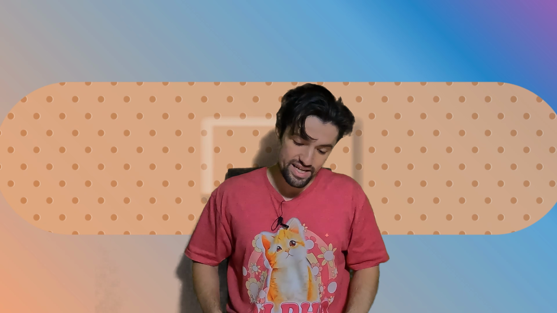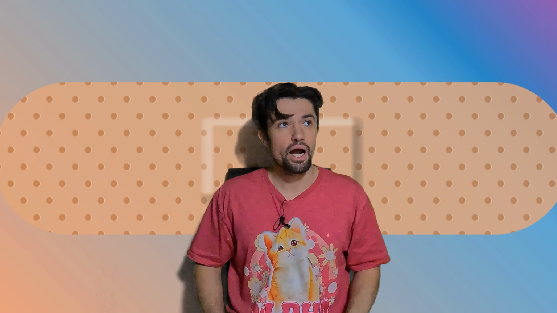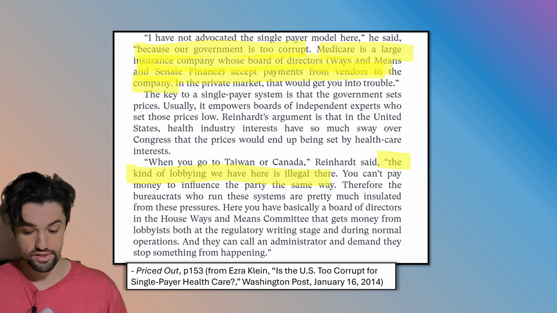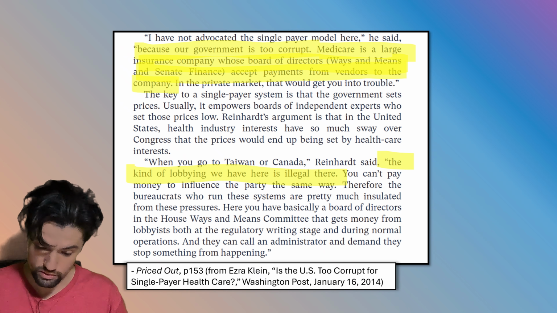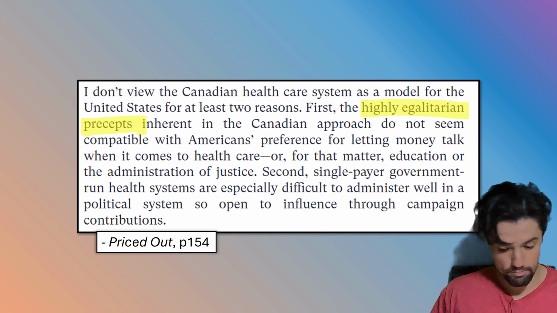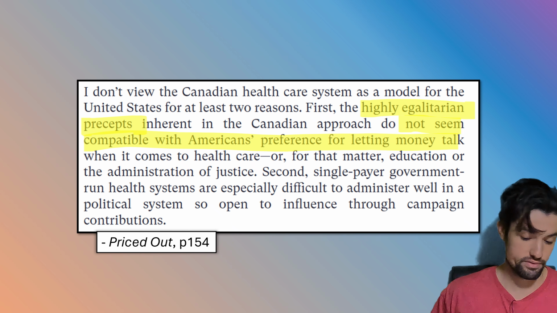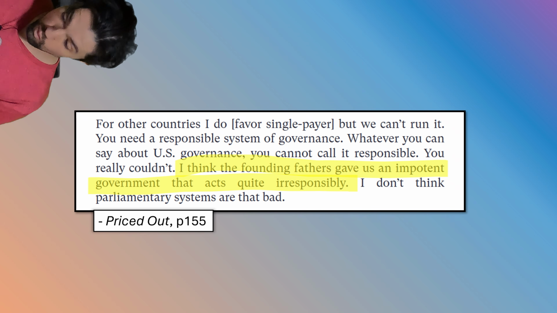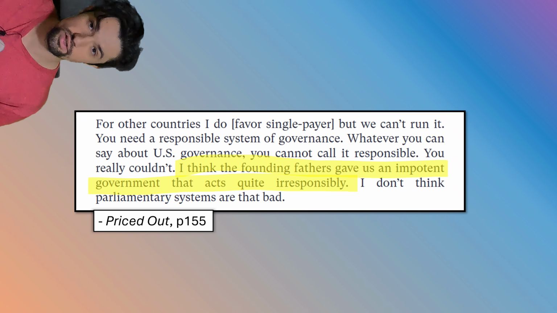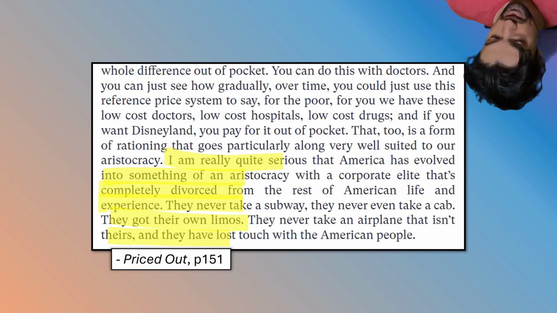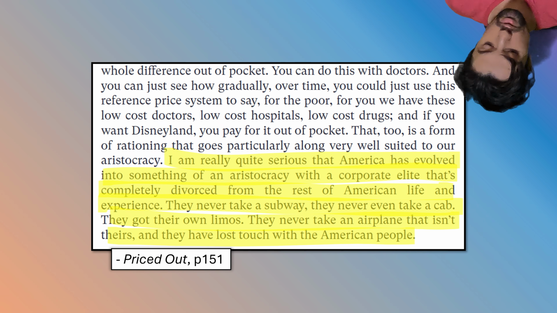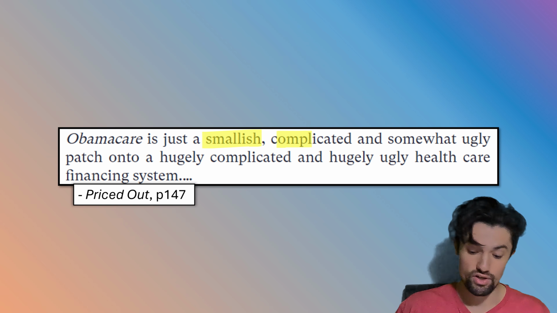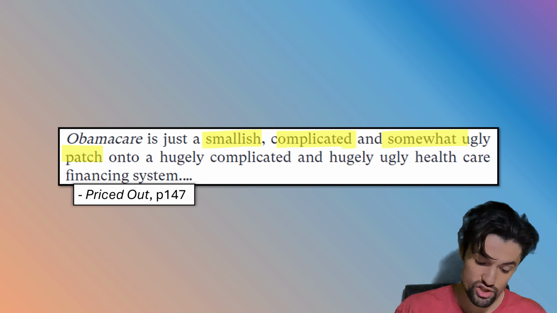Speaking of Reinhardt, he's got some choice words for our American healthcare system. Our government is too corrupt to have a single-payer health insurance model. Egalitarian precepts aren't compatible with American preferences. The founding fathers gave us an impotent government that acts quite irresponsibly. That's actually a direct quote of his. America's an aristocracy with a corporate elite completely divorced from the rest of America. Obamacare was a band-aid on an already ugly wound of a health insurance system.